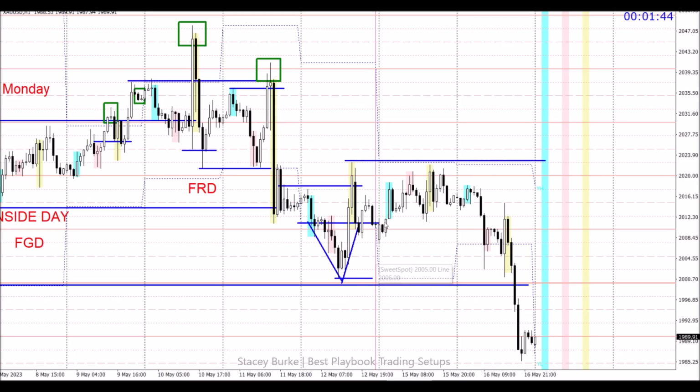Day 1. Day 2 is an inside day. 1 push, 2 push, 3 pushes up, and a 4th push that engulfs at 75.